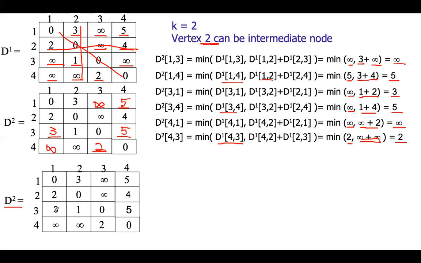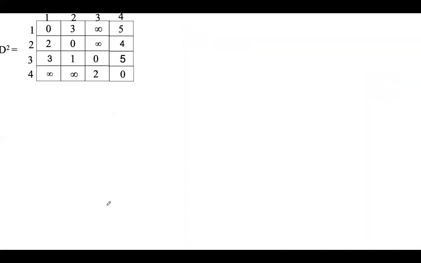When I say vertex 3 as intermediate, third row values will not change. Third column values will not change. These diagonal values will not change. Is it clear? So D2 is the input matrix and vertex 3 is intermediate. So these values will not change. Column 3 values will not change, and diagonal values will not change.